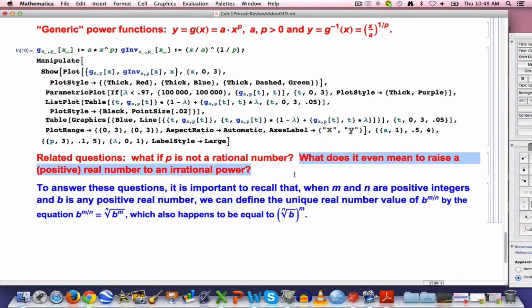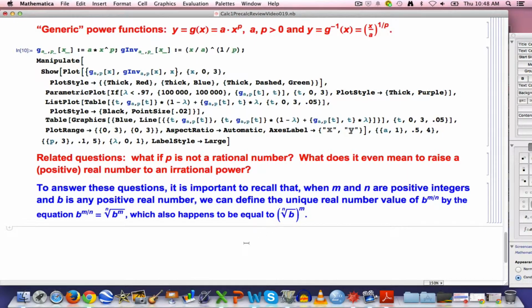Well, hopefully you remember, first of all, what it means to raise a positive real number to a rational power. I'm going to let m and n be positive integers, 1, 2, 3, 4, 5, 6, etc. m over n then is a generic rational number. It's a fraction. What does it mean to raise b to the m over n power? What's the unique real value of this? We're going to ignore complex values if you know about those. There's two ways you can think about it. You can either use this equation to define it. b to the m over n power is the nth root of b to the m, but that also happens to equal the nth root of b raised to the m power. And you can check it with examples if you like.